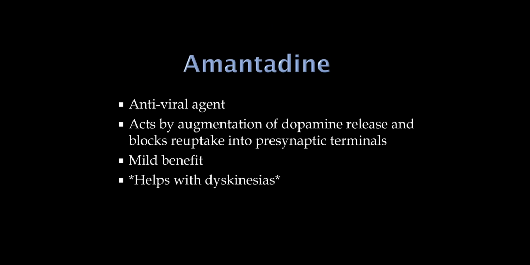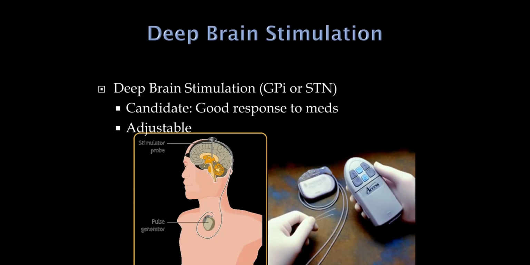Amantadine is an antiviral agent that probably acts by increasing dopamine release. It may block a little bit of dopamine reuptake. It helps a little, very mild. And its main use now, interestingly, is if you have someone with dyskinesias due to levodopa or dopamine agonists, amantadine actually is quite effective for taking the edge off of the dyskinesias. So that's its main use.